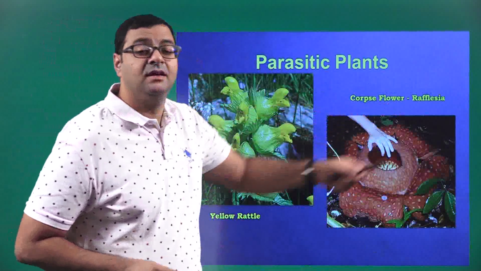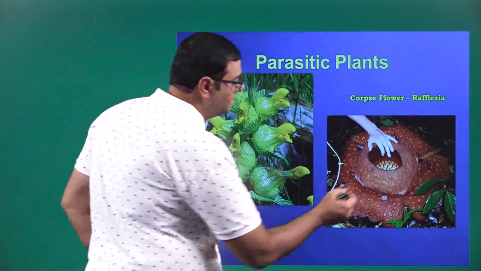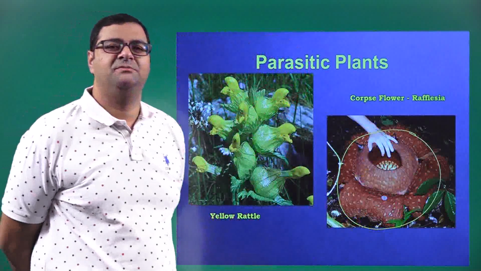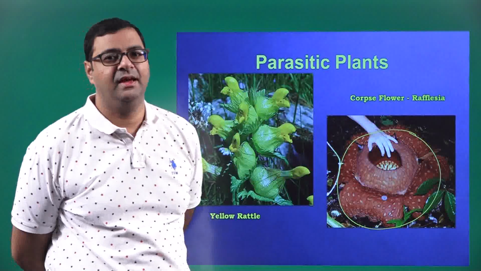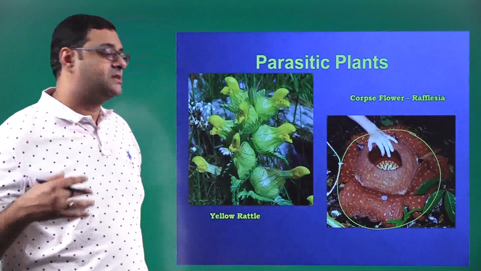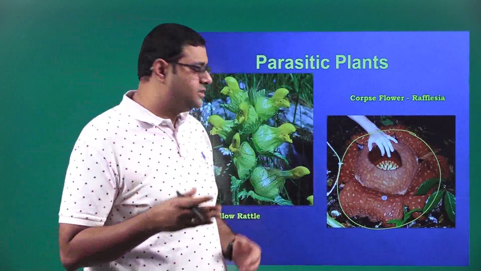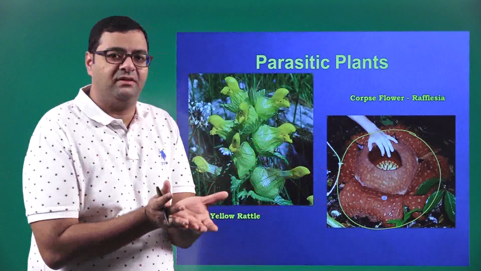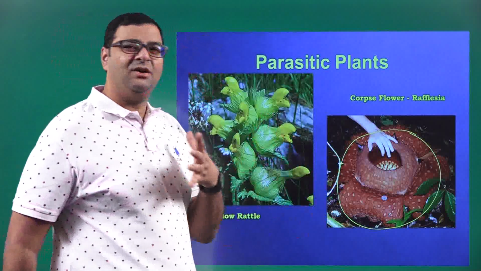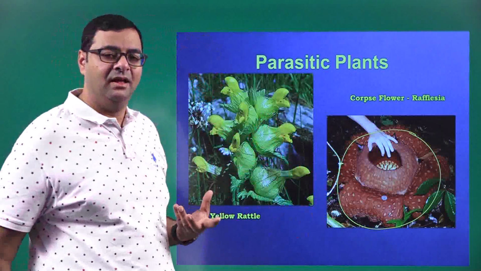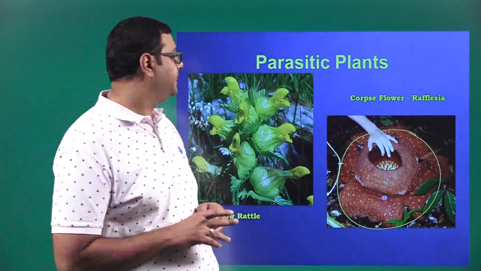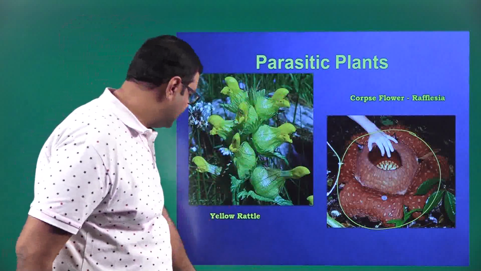And the corpse flower, that is rafflesia. Rafflesia is a corpse flower. It's the biggest flower in the world, and it gives out the smell of a rotting corpse. This flower is so big that you can actually make a baby sleep on it. It's very big. The other thing is, it will emit a very bad corpse-like smell, and that is to attract pollinators basically. So that is also one of the parasitic plants.